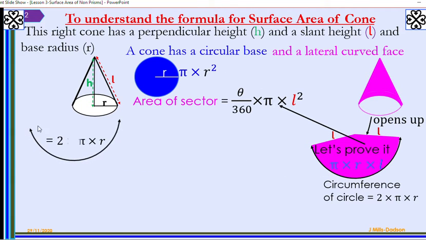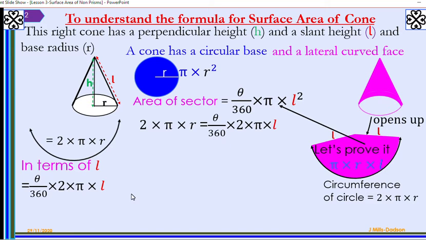Now, given this as circumference, we can form another expression in terms of L. This is circumference in terms of r. We can find it in terms of L, because looking at this line, it is a fraction of a full circle with a radius L. And that fraction is angle over 360 times the circumference of that full circle, which is 2 pi L. That means these two should be equal. So I'm going to equate the two expressions, the two formulae, and this is what I'm going to have.